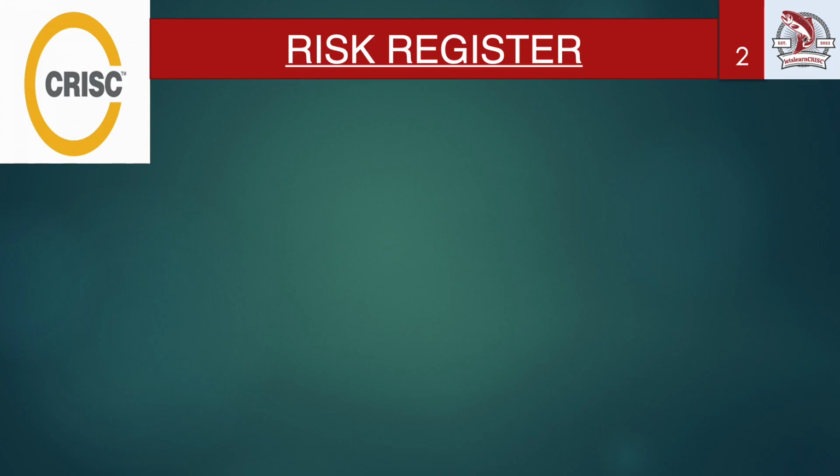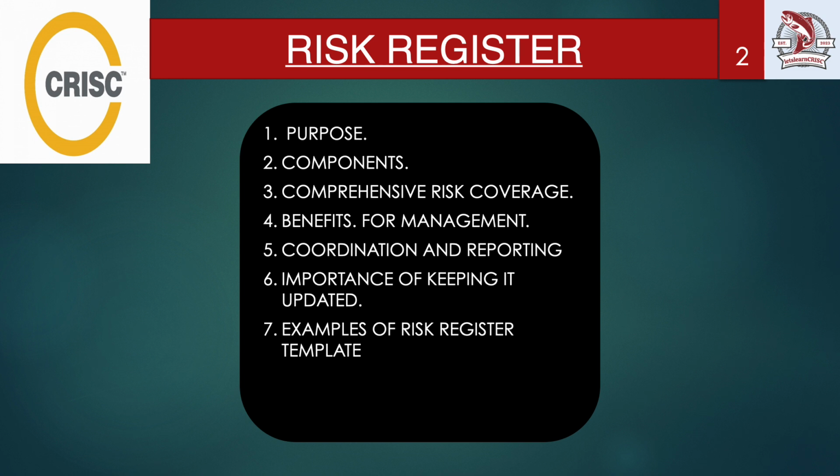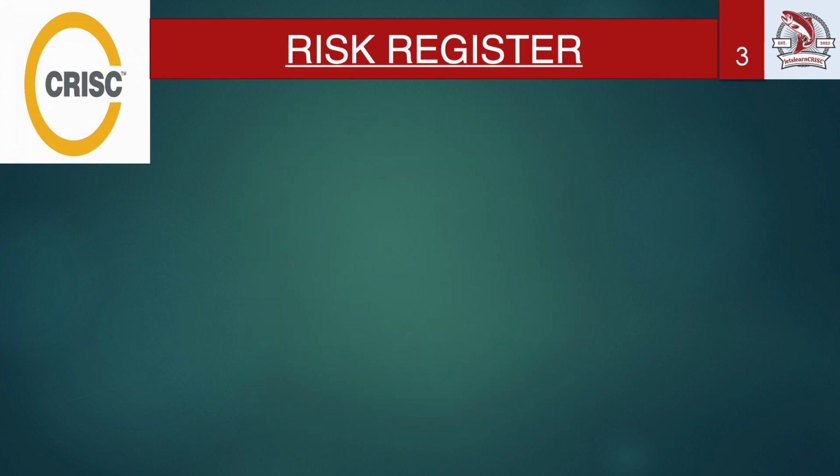Friends, for better assimilation and ease of understanding, we have divided the topics into the following parts. First, we'll discuss the risk register purpose. What is the purpose of the risk register? Second, we'll discuss the components. Third, we'll have an overview of comprehensive risk coverage, what all it covers, and what the benefit is for the management. Fifth, we'll have coordination and reporting. Sixth, we'll discuss the importance of keeping it updated. And at last, an example of a risk register template. Friends, let's start with today's first, that is purpose.